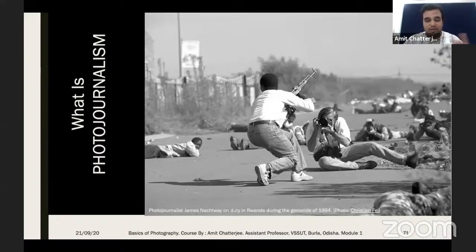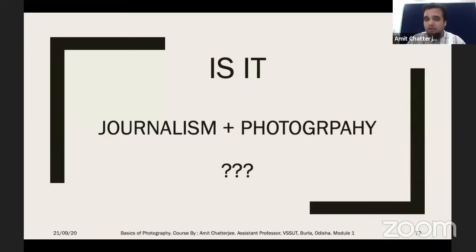Let's say, for example, the particular scene that is on your screen is of a photojournalist called James, who is on duty for some kind of genocide that's happening in 1994, and you can see the other people are lying down and sleeping. But this guy wants to capture the photograph, because what's happening at that point can be best shown by the photograph. So that is what photojournalism is.